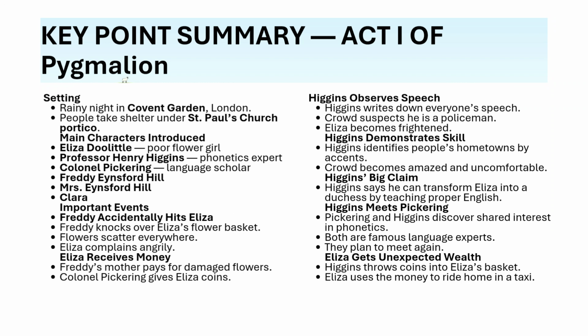The act is set on a rainy night in Covent Garden, London, outside St. Paul's Church. Because of the heavy rain, several people gather under the church portico seeking shelter. This ordinary and realistic setting immediately reflects Shaw's commitment to realism. The first important character introduced is Eliza Doolittle, a poor flower girl who earns her living by selling flowers on the streets. She belongs to the working class and speaks in a strong Cockney dialect.